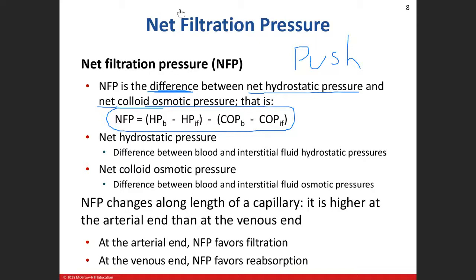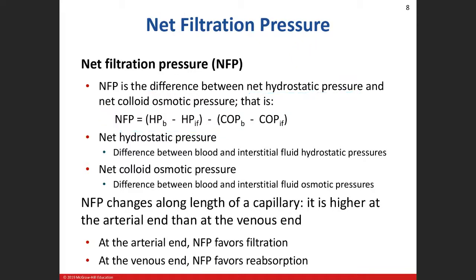Both these latter values, this one and this one, are pretty small in a normal situation. Unless there's a pathology involved, and that changes.